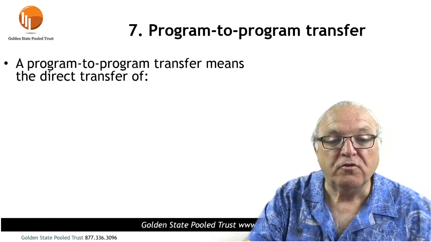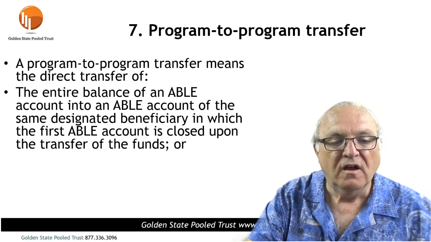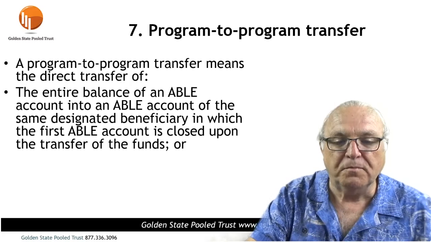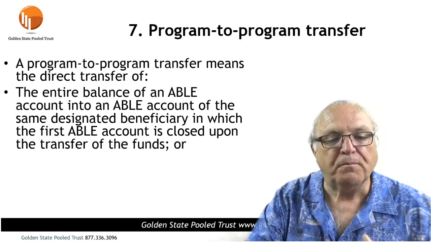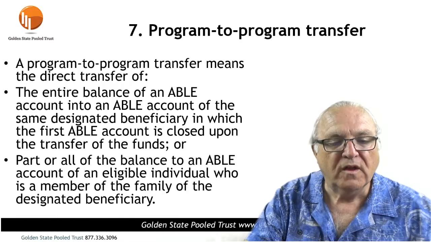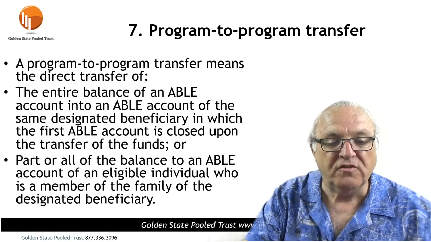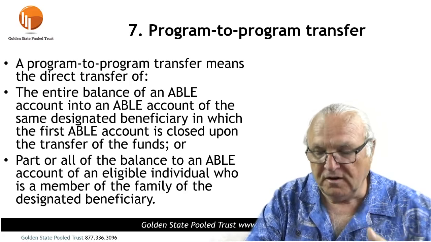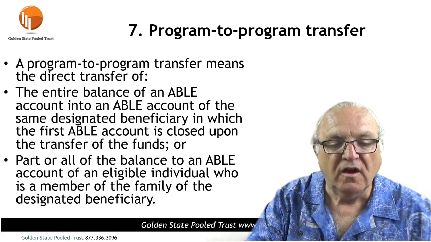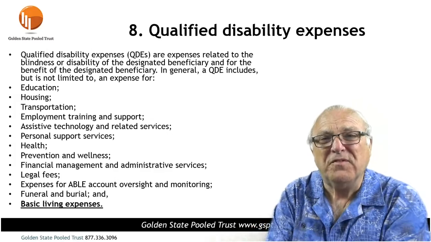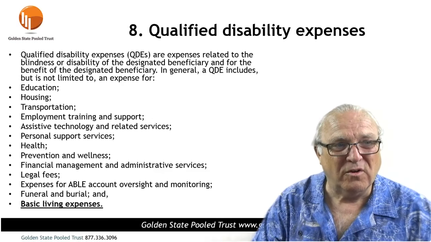A program-to-program transfer means a direct transfer of the entire balance, once again, of the ABLE account of the same designated beneficiary in the first ABLE account, and it's closed upon the transfer of the funds, or part or all of the balance to an ABLE account of an eligible individual who is a family member, keeping in mind we're talking about siblings, of the designated beneficiary.